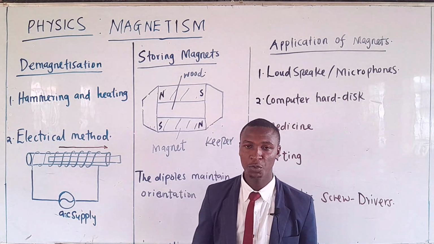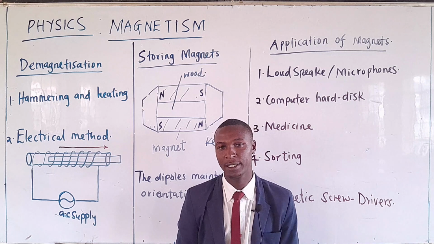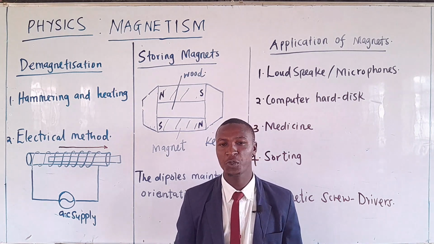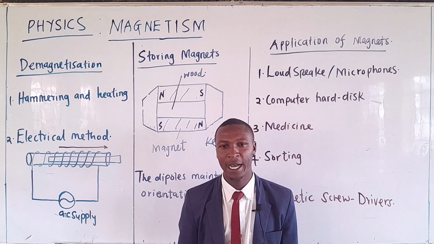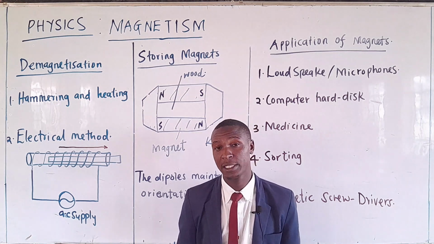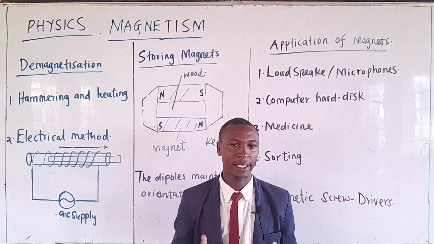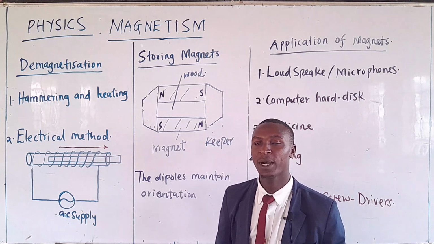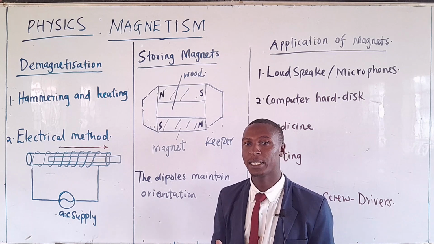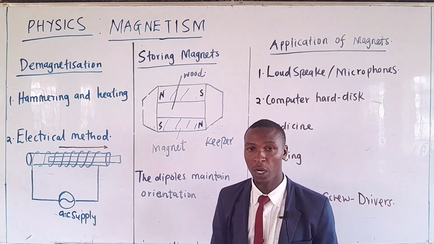Now, I went to the office where we store magnets in the laboratory, and I noticed most of the magnets have lost the strength of magnetizing and demagnetizing. The reason is because they are not well kept. So if you want your magnets to retain the magnetic field strength, then you have to store them. So how do you store them?